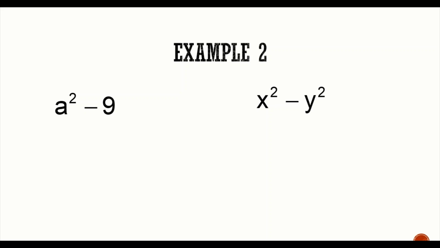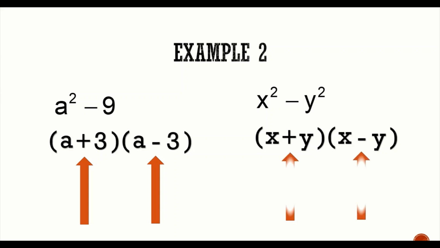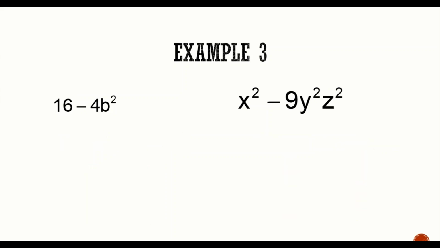Example 2, you have a squared minus 9. 9 is a square, a squared is a square. So you open two brackets. A times a will give you a squared. 3 times 3 will give you 9. Then you have a plus and a minus. Then you must remember that the signs must not be the same. Again, x times x will give you x squared. Y times y will give you y squared. Then you have a plus and a minus. The signs must not be the same.